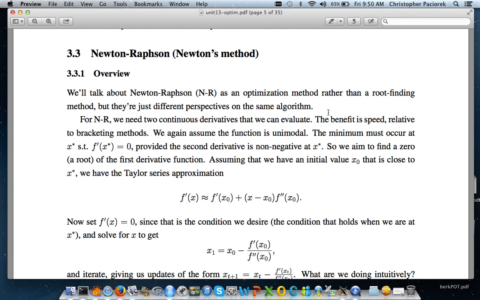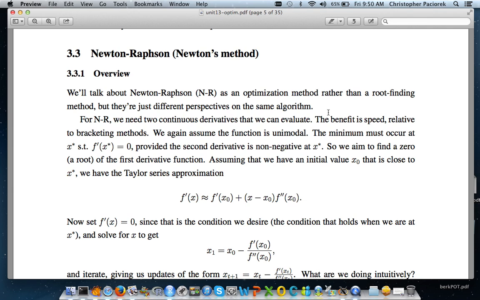For Newton's method, we need an additional derivative. So you can see we're going from the first method that didn't require any derivatives, to the second method that required a first derivative, to this method, which is now going to require two derivatives. So we're requiring that the function be better and better behaved in terms of its differentiability. And again, we need that it be unimodal. We know that the minimum is going to arise at x star where f prime, the gradient, is equal to 0.